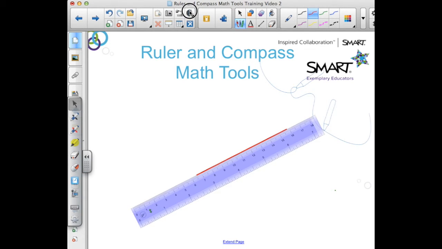The compass is also at the top in the menu. You can move it around, you can widen it, notice the angle, and you can change the pen color. And once you stretch it, you can draw an arc path.